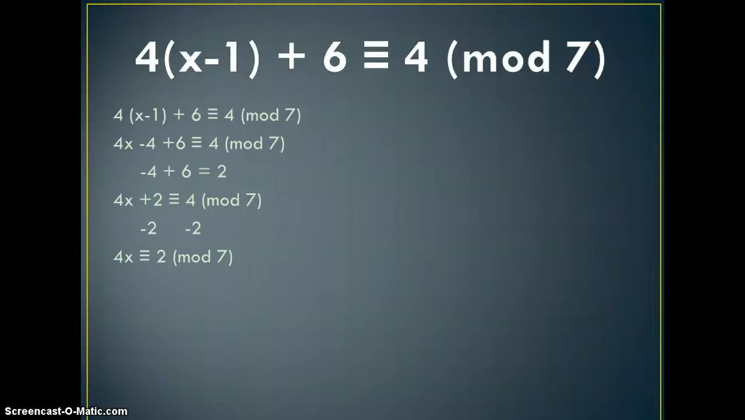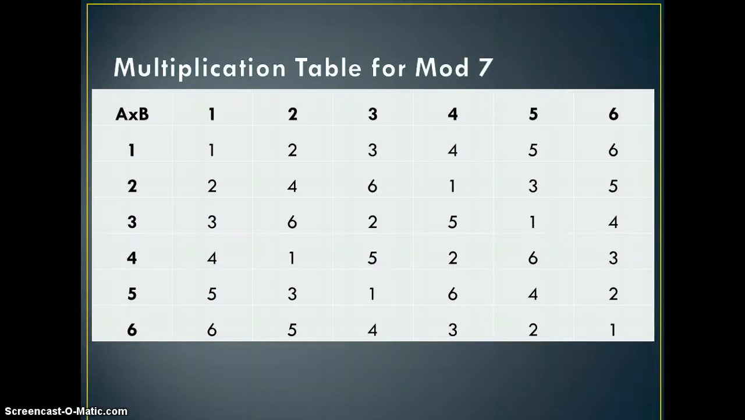So this equation has been great so far because it hasn't ever made us go above 6. So we haven't had to worry about how to change the number into mod 7. We will not have this great of luck in the next equation, but I'll show you how it works in the table. So now that we have 4x is congruent to 2 mod 7, we're going to use our multiplication table.